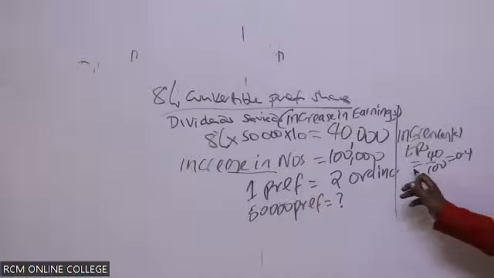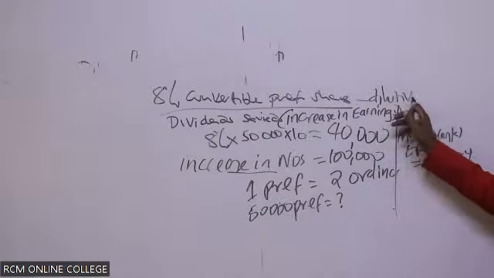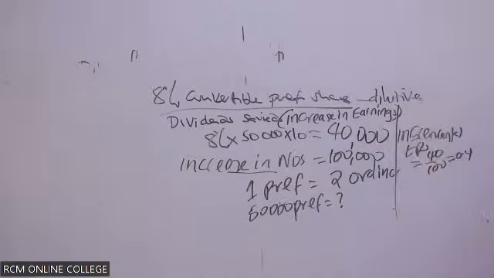Automatically, this means that this one is dilutive. Is that okay? Please give me feedback, because I need to finish this question. Are we together now? 0.4 is less than our 2.